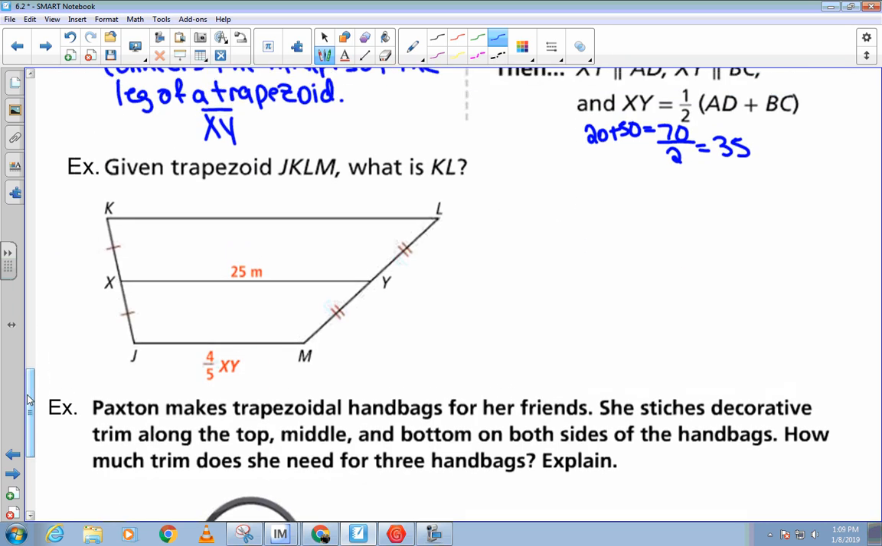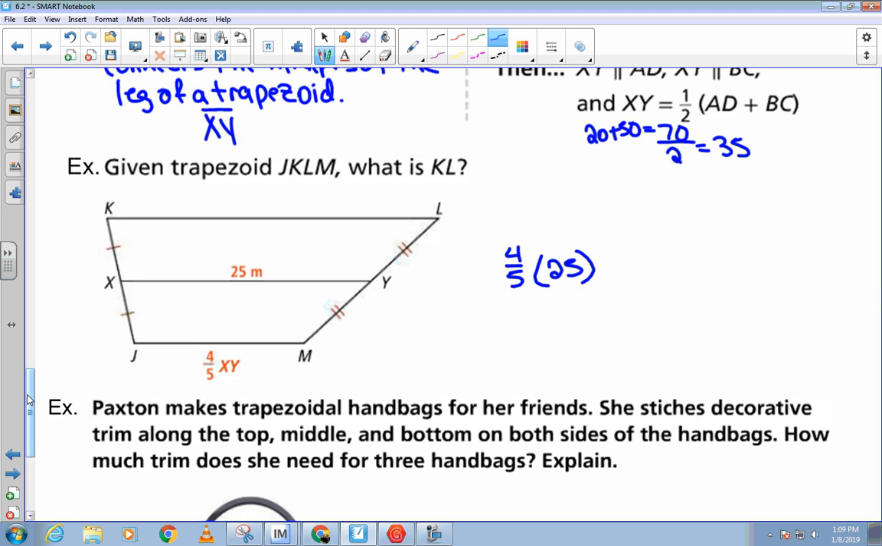Given trapezoid JKLM, what is KL? Okay, so that is this up here. That's what I'm looking for. Now I can see that this mid-segment is 25, right? And I can see that JM is 4/5 times XY. What's 4/5 of XY? How do we do that? 4/5 of 25.